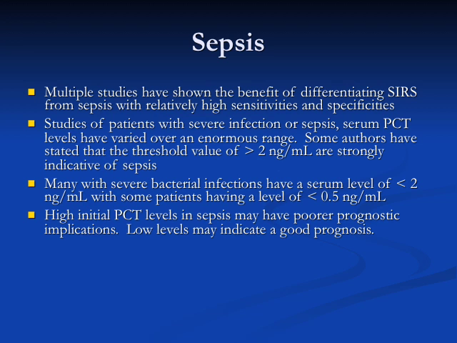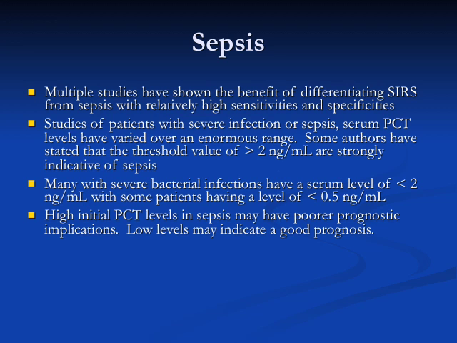So in sepsis, multiple studies have shown the benefit of differentiating SIRS from sepsis with relatively high sensitivities and specificities. In studies of patients with severe infection or sepsis, serum procalcitonin levels have varied over an enormous range. Some authors have stated that a threshold value of greater than 2 was strongly indicative of sepsis. Again, this is how they came up with the cutoff on that previous table. Many with severe bacterial infections were found to have serum levels of less than 2, and some patients did have levels of less than even 0.5, so it is not a 100% accurate marker by far.